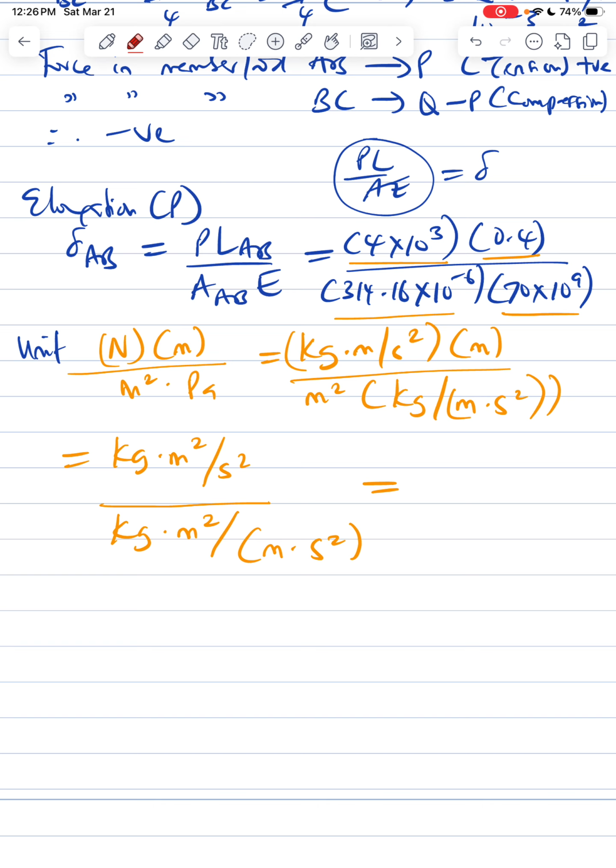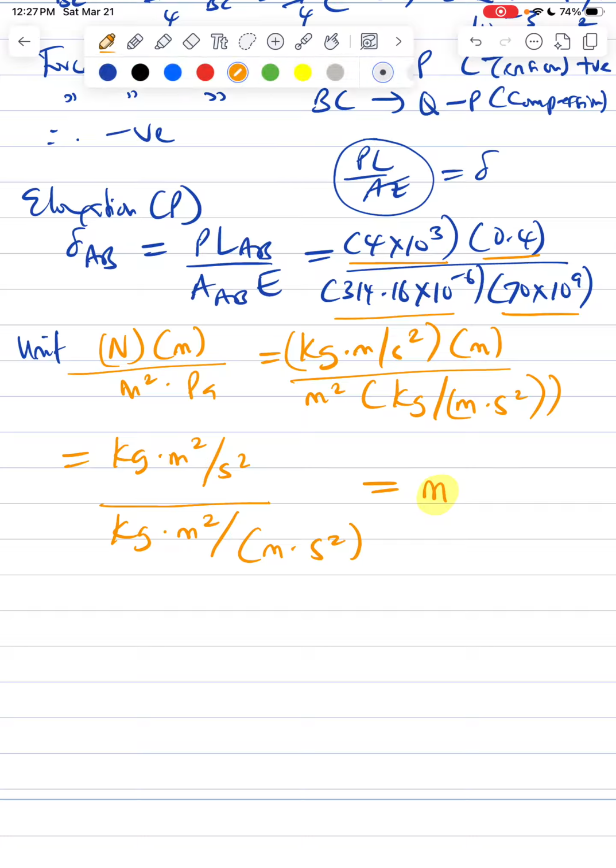You can see clearly in this part here that we have some similarities that can cancel out. See, kilogram m squared. They both cancel out, right? Then we have s squared, then we have m squared here too, leaving us with only meters. So our expected value is in meters, which is, of course, deflection.